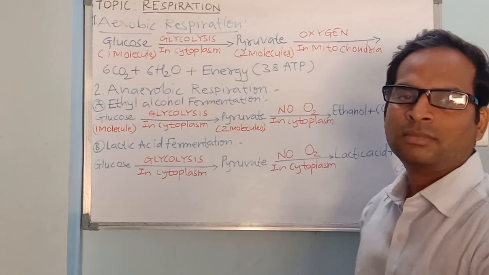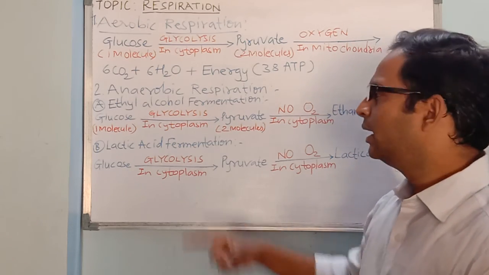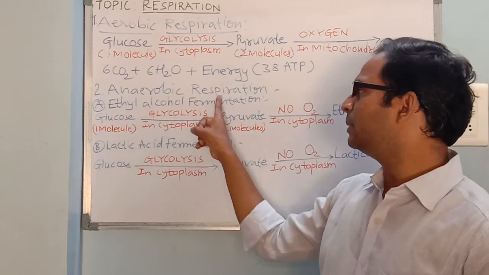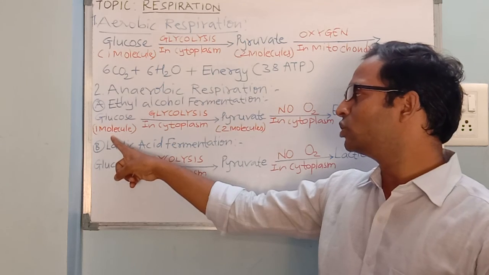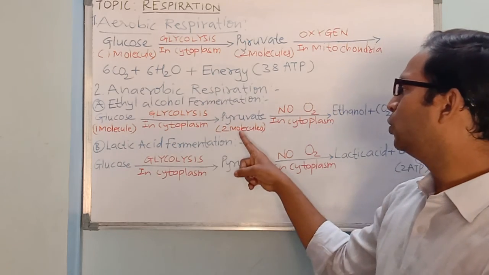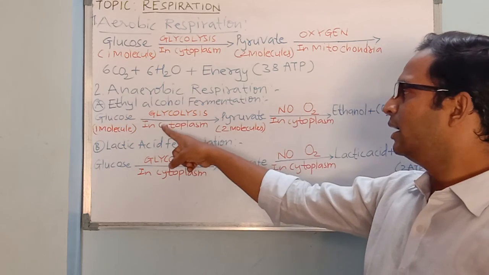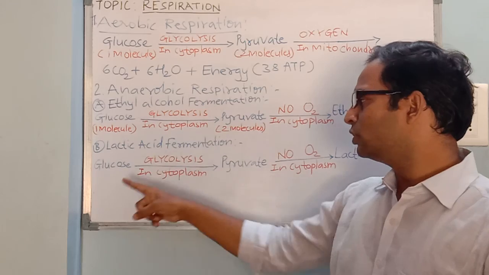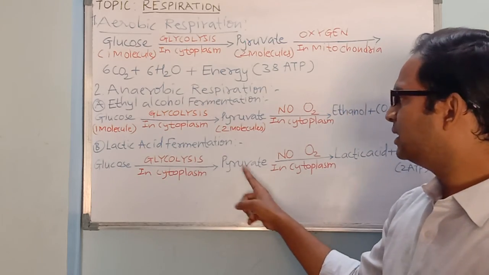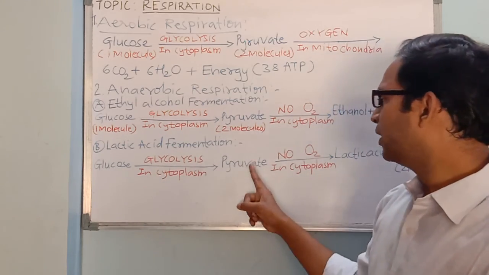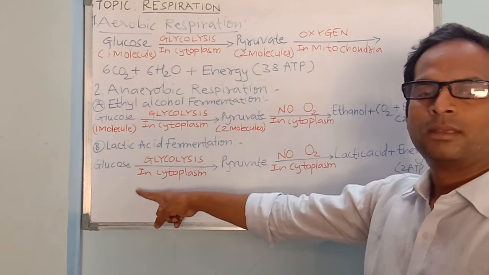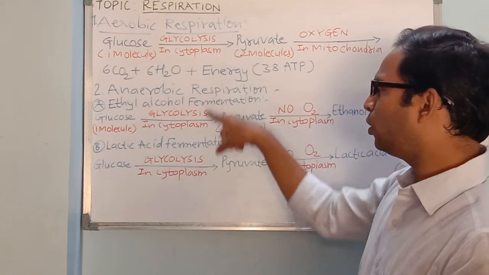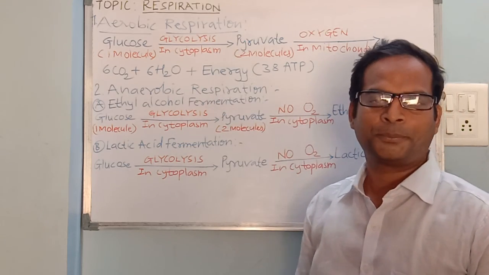This process is common to both respirations, aerobic as well as anaerobic respiration. You can check here also in anaerobic respiration, the first step is the same: conversion of 1 mole of glucose into 2 moles of pyruvic acid inside the cytoplasm, and the process is glycolysis. In lactic acid fermentation also, glucose is converted into pyruvic acid. The same 1 molecule of glucose is converted into 2 molecules of pyruvic acid inside the cytoplasm, and the process is called glycolysis. So this is common to all 3 types of respiration here.